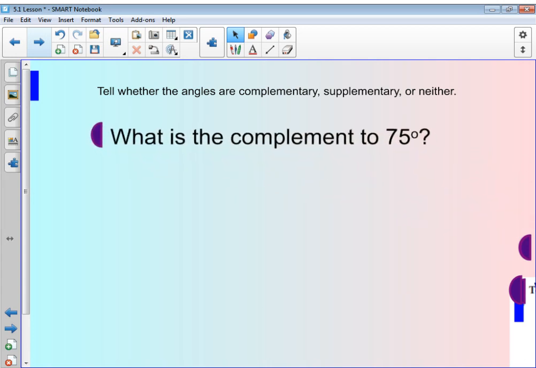Okay, this time they use some different wording. What is the complement to a 75-degree angle? So complement would mean what angle would help create a set of complementary angles. So remember the C makes a 9, so this would be a 90-degree sum. Okay, so we're just going to take 90 minus 75, and that's going to give us 15 degrees. So the complement to a 75-degree angle would be a 15-degree angle.